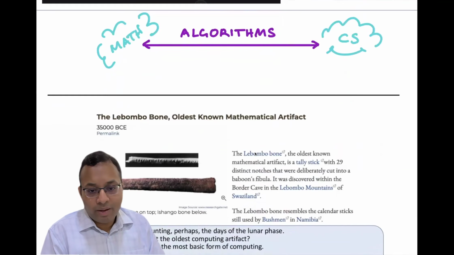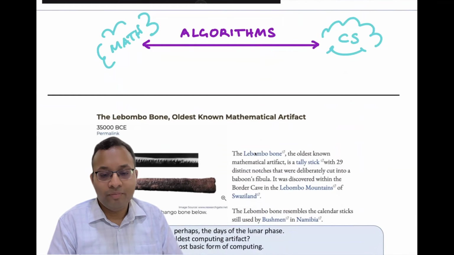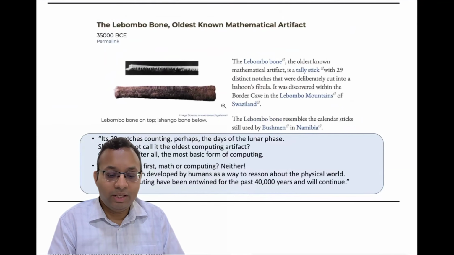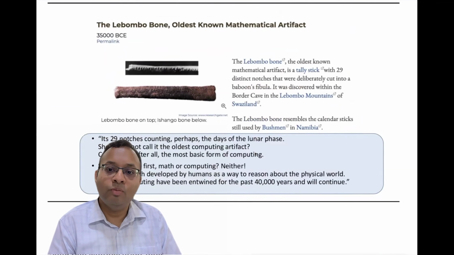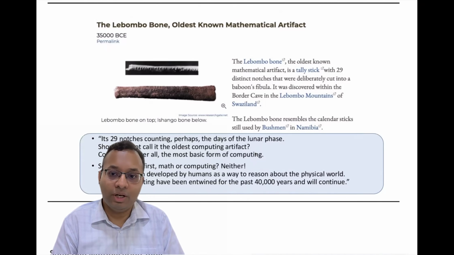But in this course, primarily we'll talk about algorithms which are computational in nature, which is connecting math and computer science. But even this kind of algorithm has a long history. This is an example. This is a bone called the Lebombo bone. It was found in the Lebombo Mountains in Swaziland, and this is the oldest known mathematical artifact as well as computational artifact.